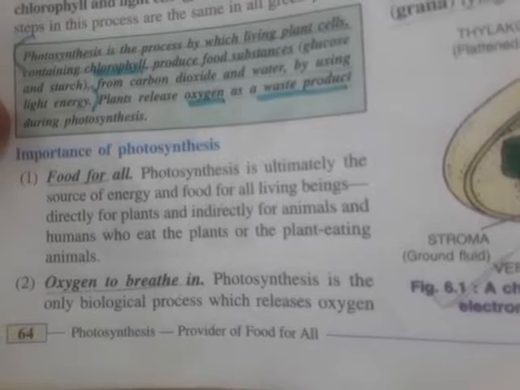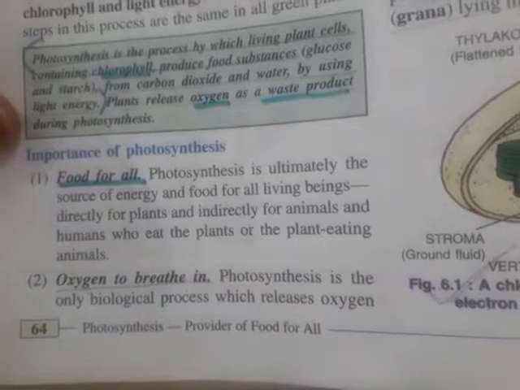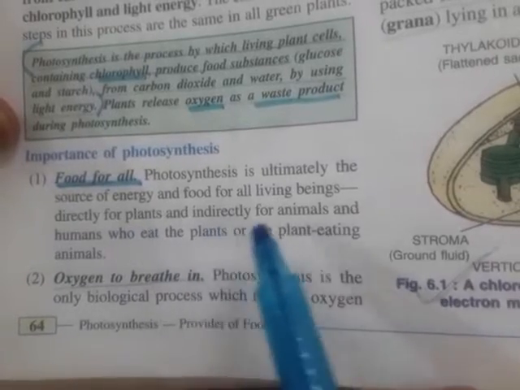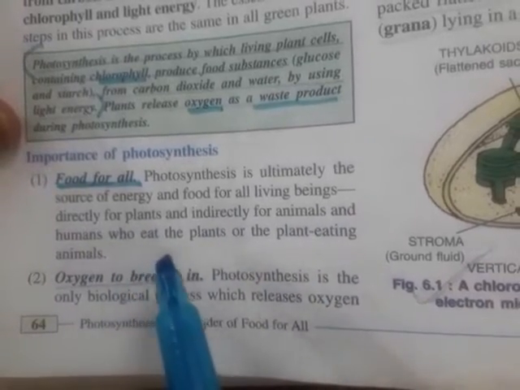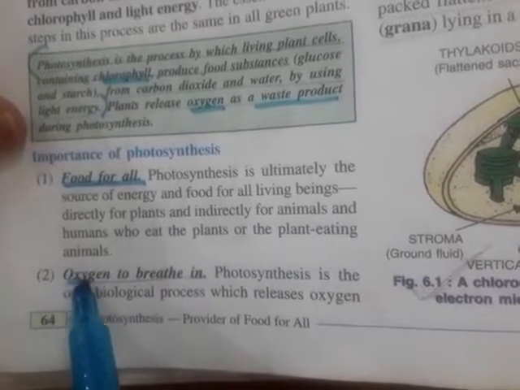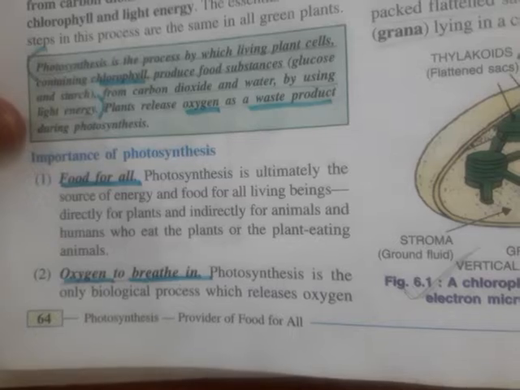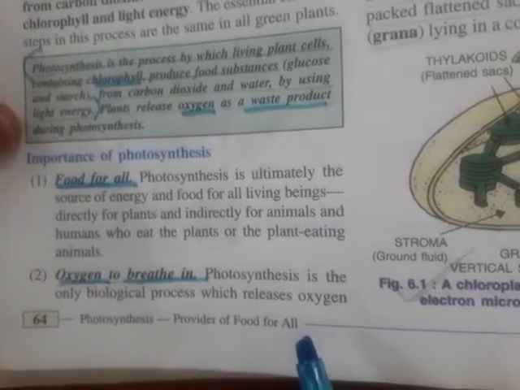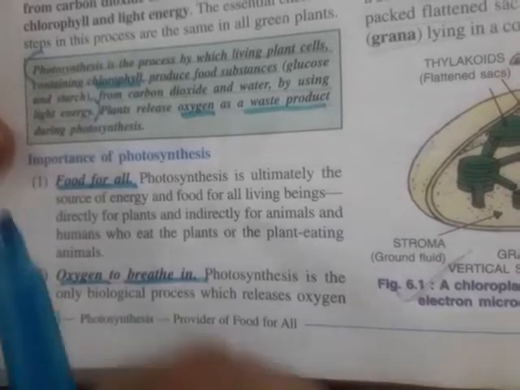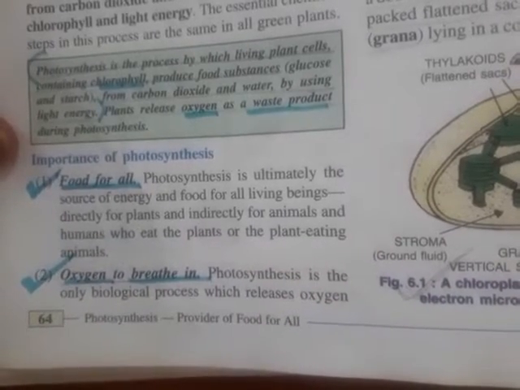Importance of photosynthesis. It is the source of food for all living beings on earth, directly for plants and indirectly for animals and humans who eat the plants or the plant-eating animals. And it provides oxygen for respiration. Photosynthesis is the only biological process which releases oxygen, and oxygen supports all life on earth. So these are the 2 points which you will learn for importance of photosynthesis.